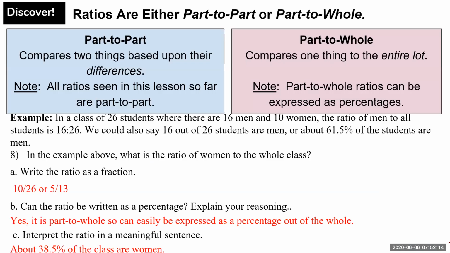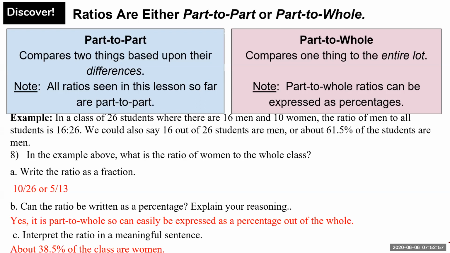Now, let me clarify this a little bit. Let me explain to you what part to part and part to whole mean. Part to part is that if I compare a part of the class to another part of the class, there are two parts of the class. We have men and we have women. So if I compare men to women, I'm comparing two parts. So that is a part to part. Is that okay? If I compare women and the entire class, that is a part to whole. If I compare men and the entire class, that is also what? A part to whole. Is that okay?